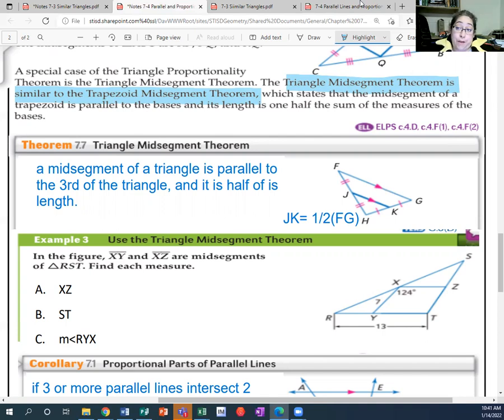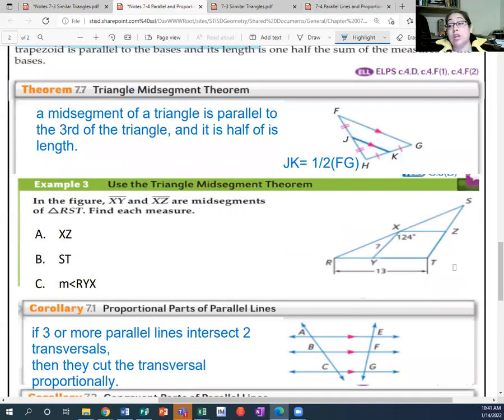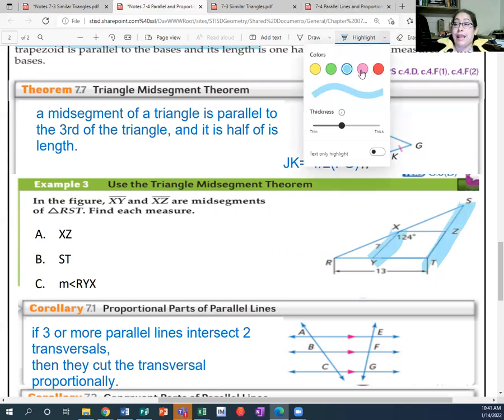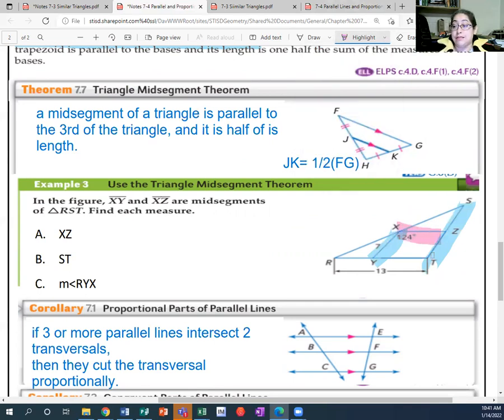The hard part about this is that the figures now look like this, right? So this mid-segment is connected to this base, and this mid-segment is connected to this base. And you've got to use not only this theorem and this formula that we've just given you, but everything that you can remember about how parallel lines interact when they get intersected.